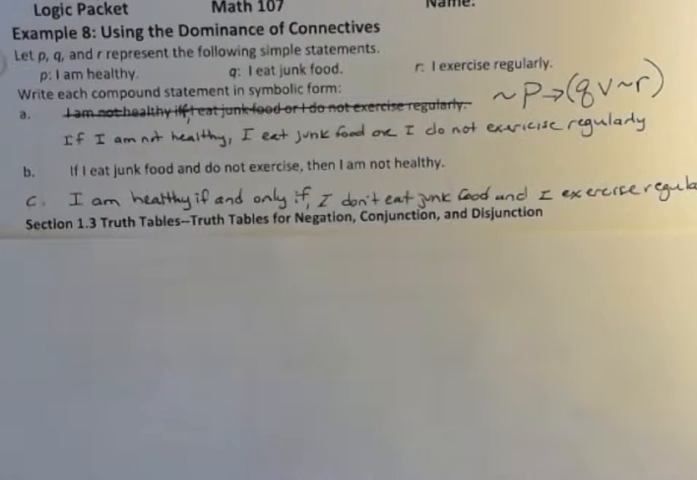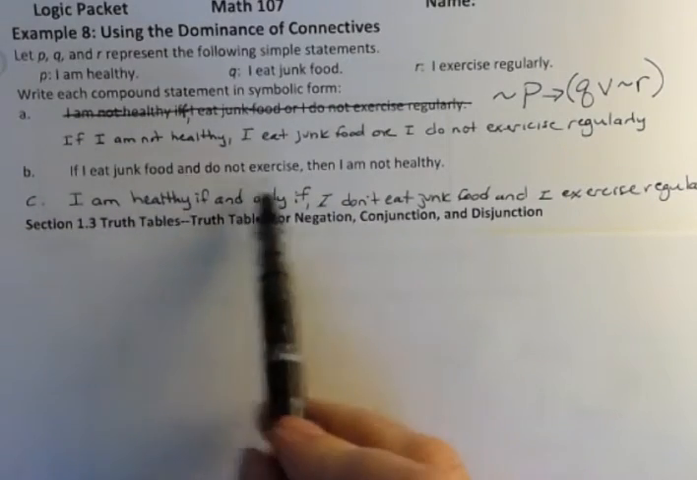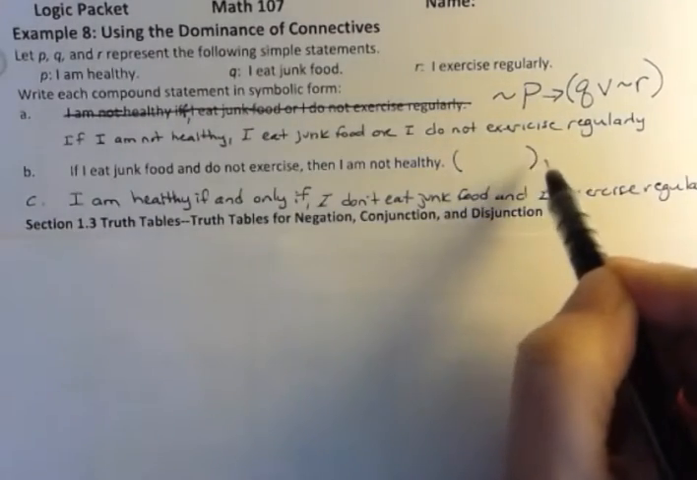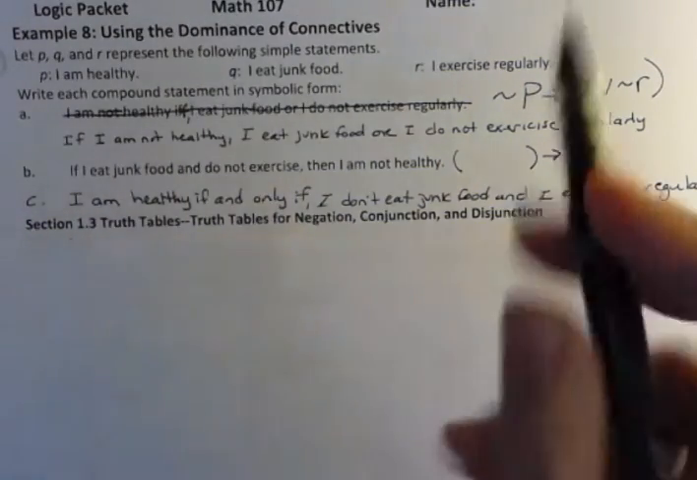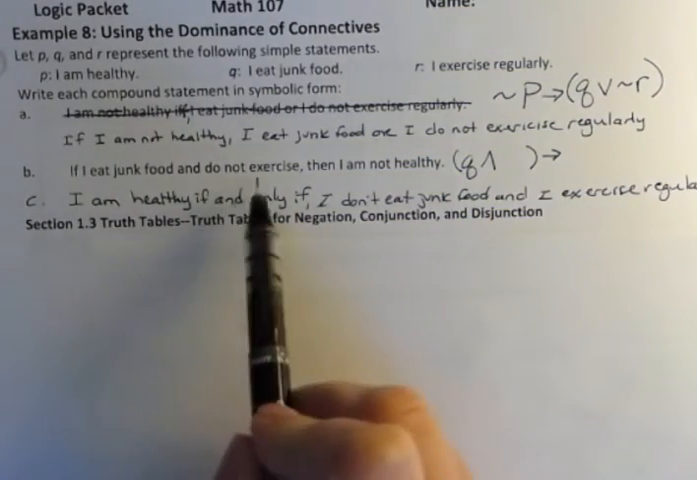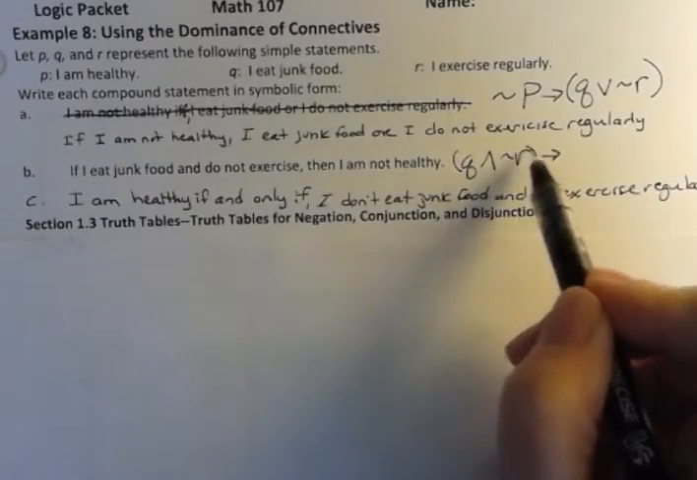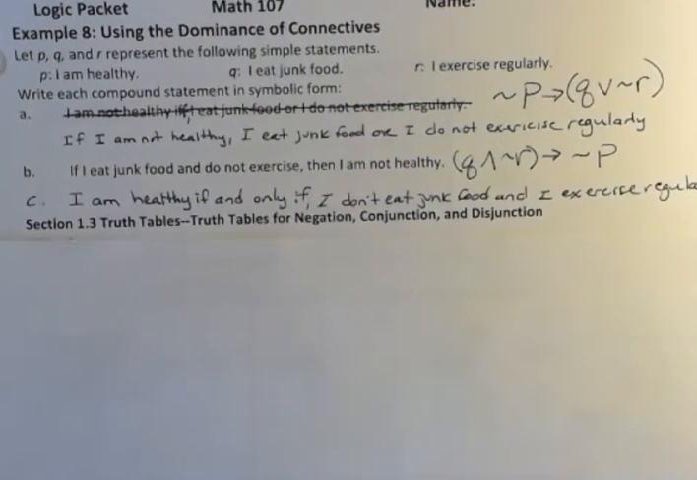Okay. Part B, if I eat junk food and do not exercise, then I am not healthy. If I eat, see where the parentheses is? If I eat junk food and do not exercise, that means I'm going to do this, then that. If I eat junk food, that's Q, and I do not exercise, then I am not healthy, like that. So it's just a different way to say what we said up there, going back and forth.